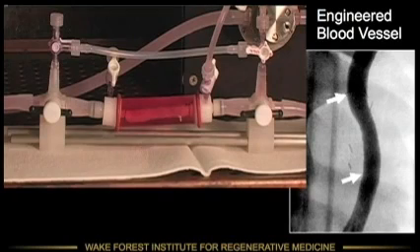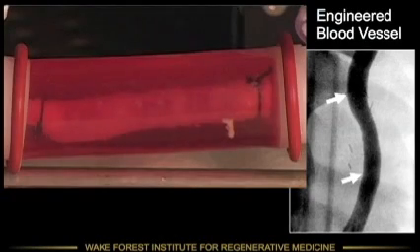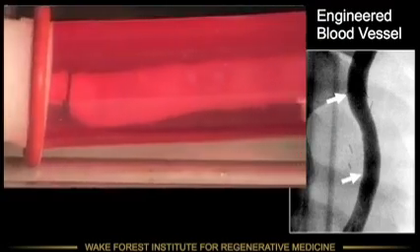And on the right, you actually see a carotid artery that was engineered. This is actually the artery that goes from your neck to your brain. And this is an X-ray showing you the patent functional blood vessel.